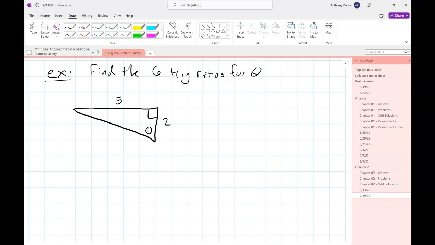Theta. That's the name for that angle. It has a theta symbol in it. Yeah, but that's okay because I'm asking you to find the 6 trig ratios for theta, so I was expecting to have a theta in my picture.